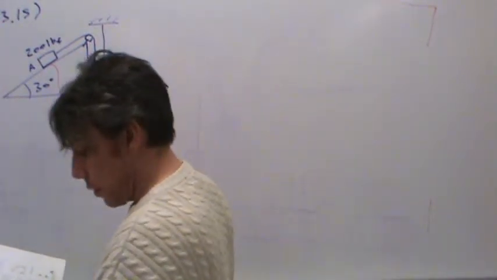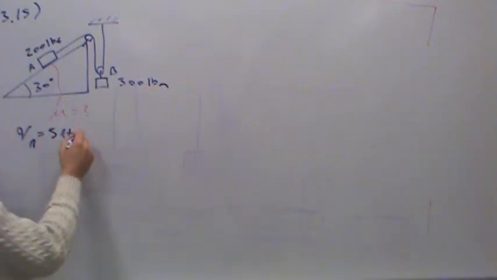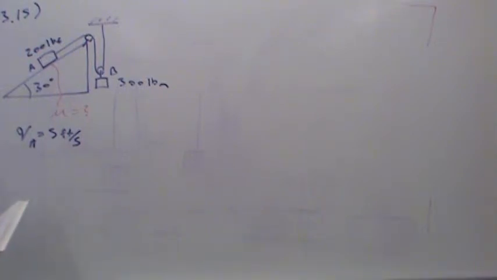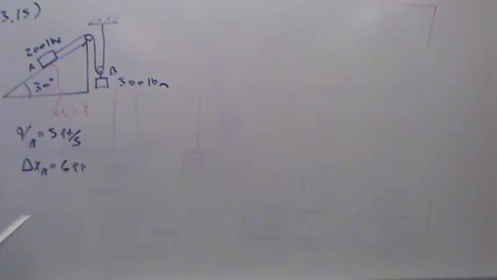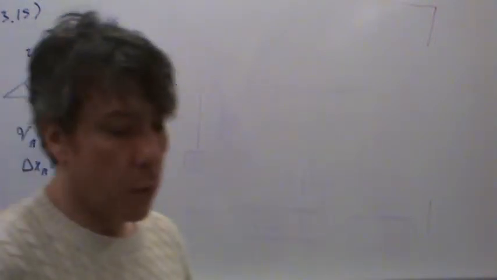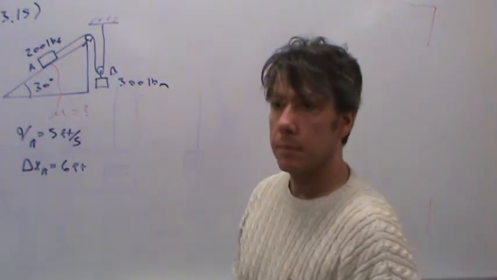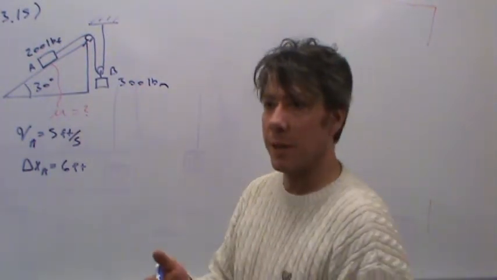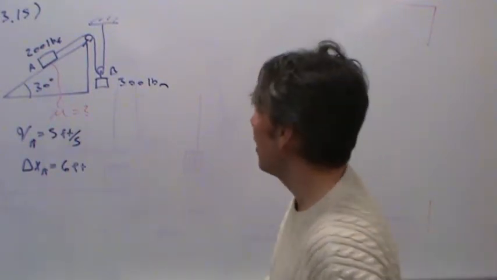Anyway, what do we know? What are we given? Well, we're told that the velocity of A is 5 feet per second after it has moved through 6 feet. So delta x_A equals 6 feet. Okay, and that's all we're given. So what do we usually start with in chapter 13? Well, for chapter 12, it's a free body diagram, but for this one, we usually start with a conservation of energy equation. Okay, so let's just write that down.